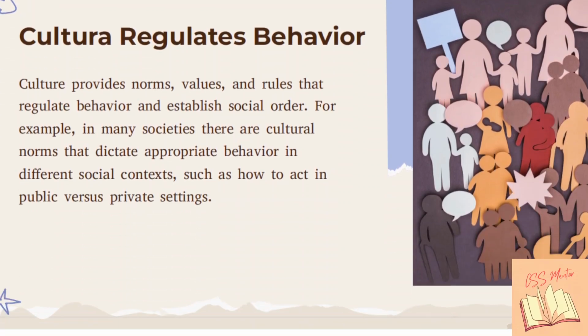Culture regulates behavior. Culture provides norms, values, and rules that regulate behavior and establish social order. For example, in many societies, there are cultural norms that dictate appropriate behavior in different social contexts, such as how to act in public versus private settings. So, for example, in the Japanese culture, slurping noodles is not seen as disrespectful, rather, it is the proper way to eat them. It might seem odd to foreigners, but that is also a part of their culture.